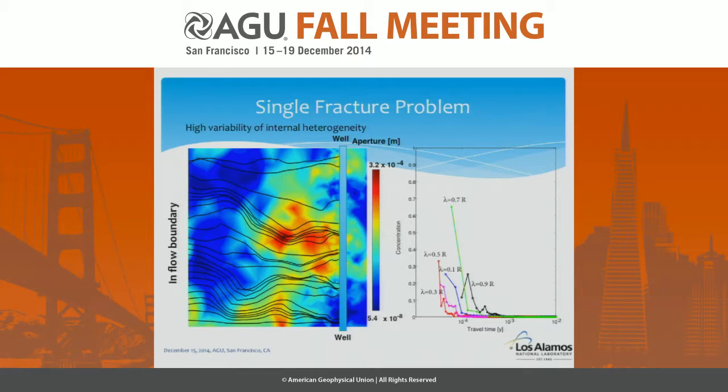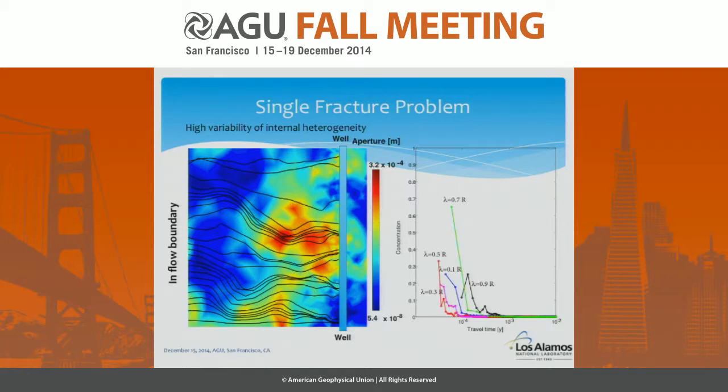As we increase variability to 4 orders of magnitude, we actually saw, and here is shown a single fracture problem, we saw the clustering. So for example, in this problem, on the inflow boundary, particles were seeded, they were kind of forced to go through the low permeable zone, but then they decided to cluster and go to the higher aperture zones.